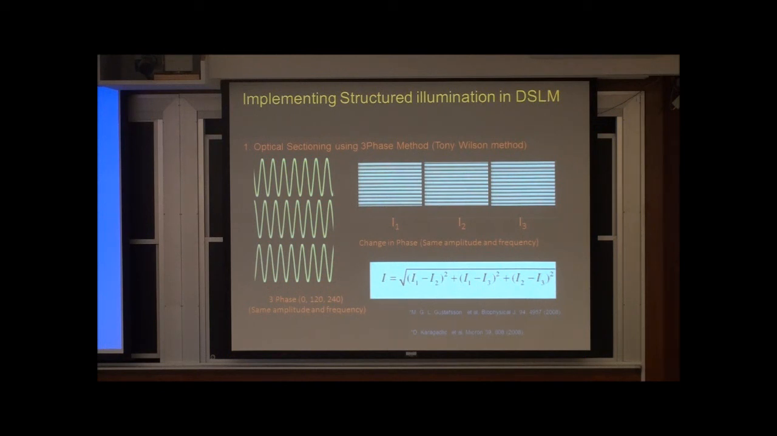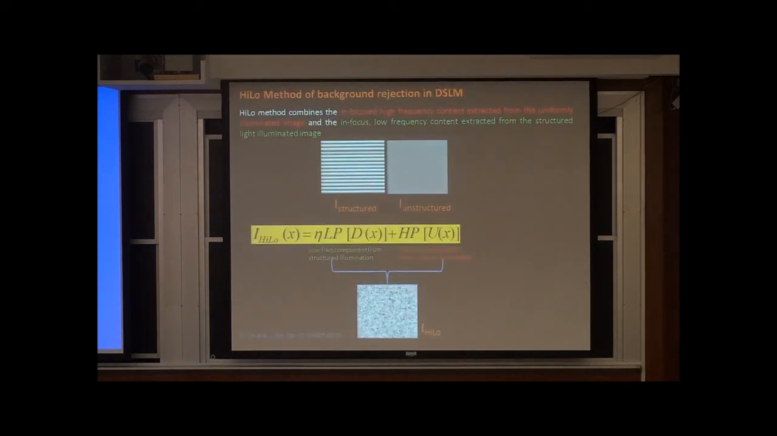One is the three-phase method, where you take three images, image 1, image 2 and image 3, in three different phases: 0, 120 and 240 degrees. You have all three images, and from these you can do the calculation and get an image which has much background reduction. Another method is called the high-low method, which works much better in our case.